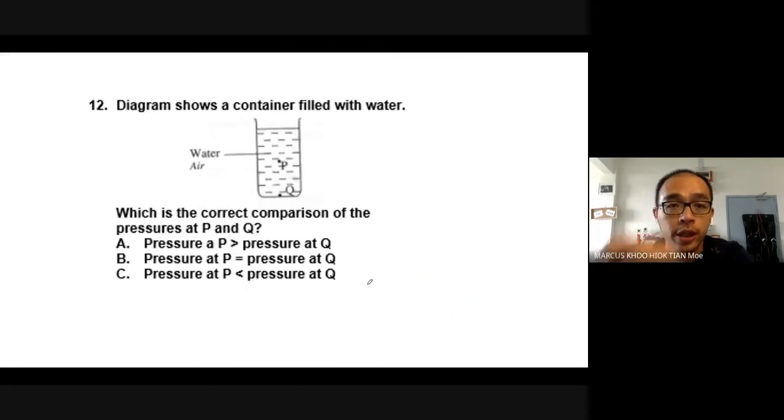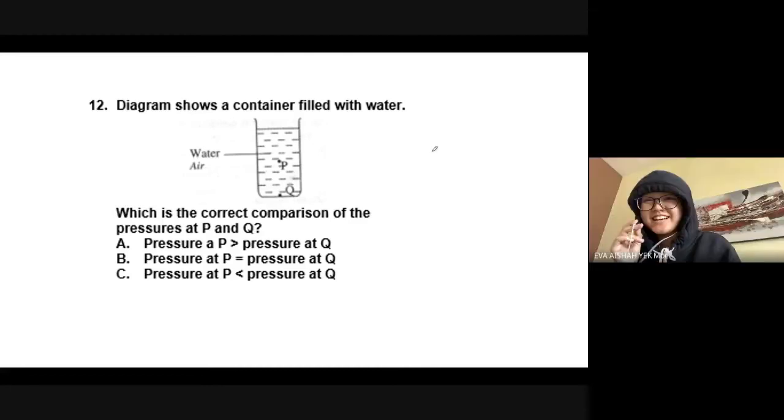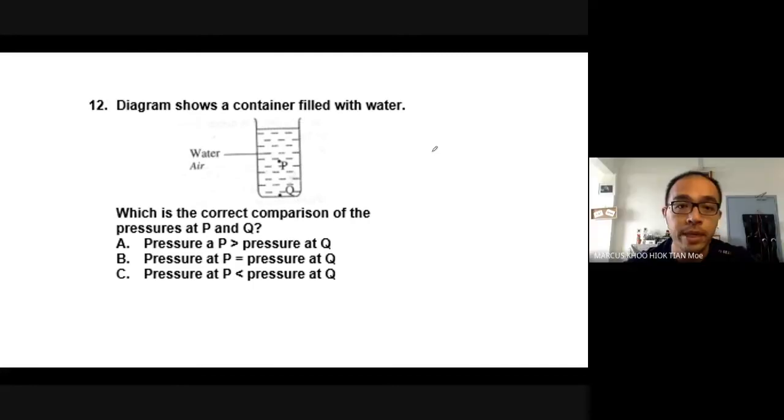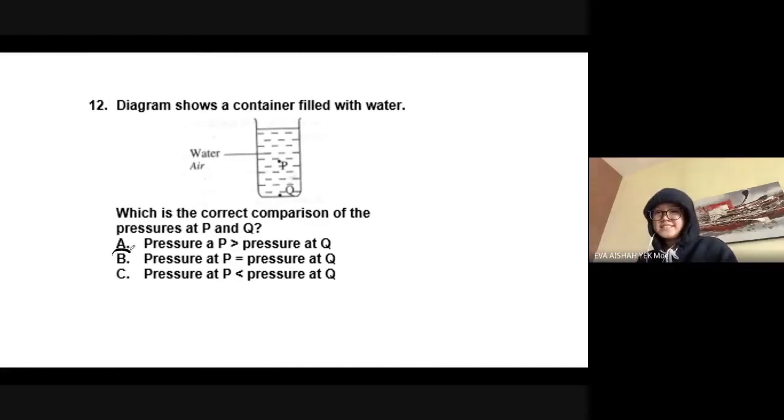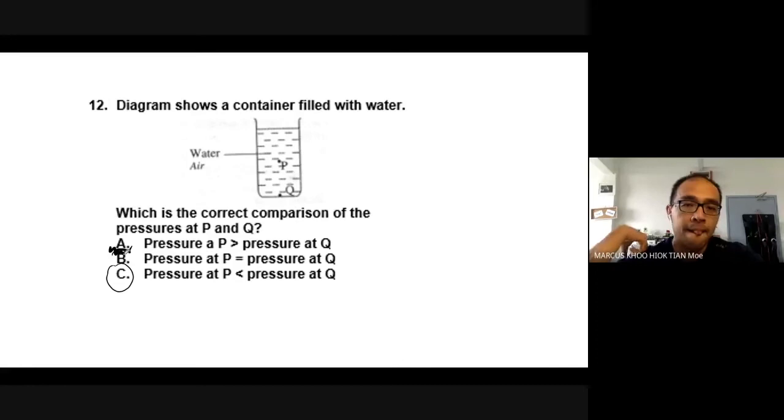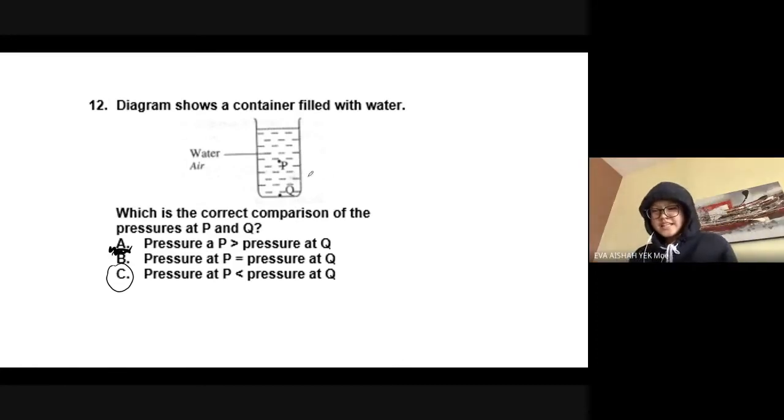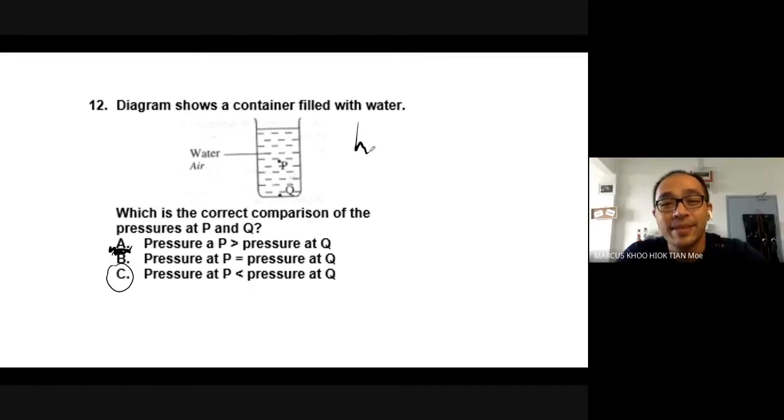Okay, good. Okay, let's talk about this. This one, at a glance, you should know already. So I'm going to ask Ava to answer this. What's the correct comparison between the pressures at P and Q? Is it B, pressure at P is the same as pressure at Q? No. C. Oh, no. It's C. Why C? Because the pressure at the bottom is higher, because the height is bigger in Q. All right.